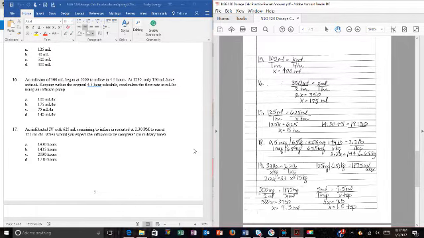Number 16, an infusion of 500 milliliters began at 10 o'clock to infuse in 4.5 hours. At 12:30, only 150 milliliters have infused.